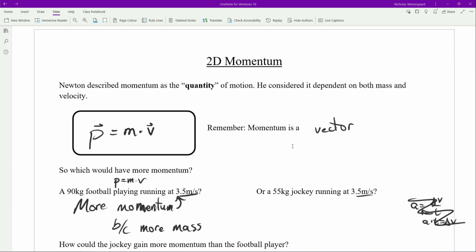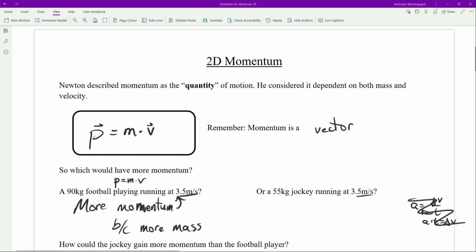Now, which of these two situations would have more momentum? A 90-kilogram football player, I'm supposed to say, not playing, running at 3.5 meters per second, or a 55-kilogram jockey running at 3.5 meters per second. In this case, they have the exact same velocity. They're running equally fast, but since there is more of the football player, they have more momentum because there's more motion in total because there's more mass going in there.